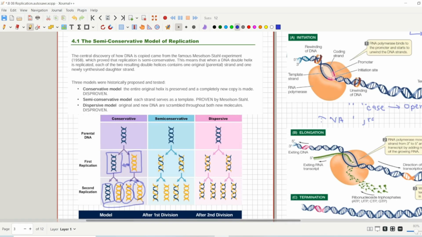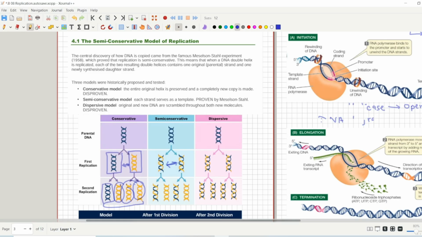If we move on to our next model, that is the semi-conservative model. According to this model, the two parental DNA strands separate, and each of these strands then serves as a template. As you can see here, these are the templates. These are both of the templates, and from these templates the result is going to be two DNA double helices, both of which consist of one parental and one new strand.